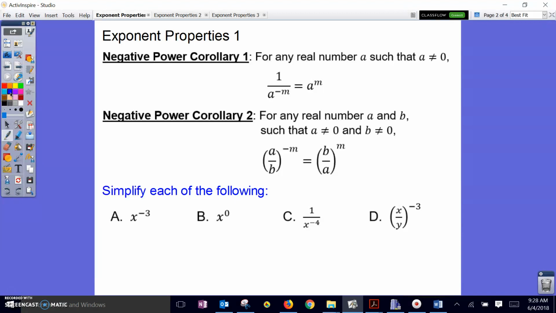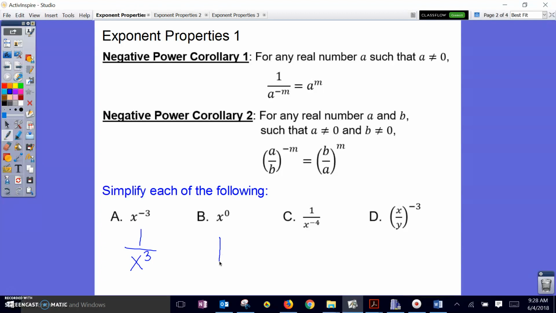x to the negative 3 power is just a negative power in the numerator, so we're going to write it as 1 over x to the positive 3 power. Next, x to the 0. Anything raised to the 0 power is 1. So that's going to be 1.